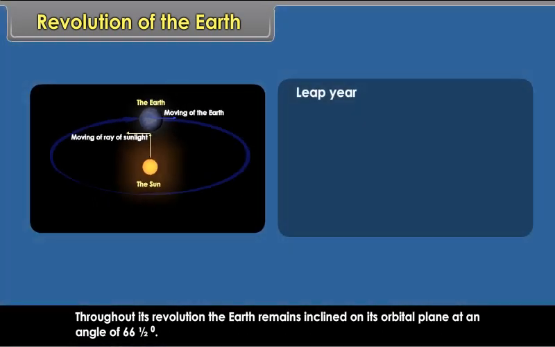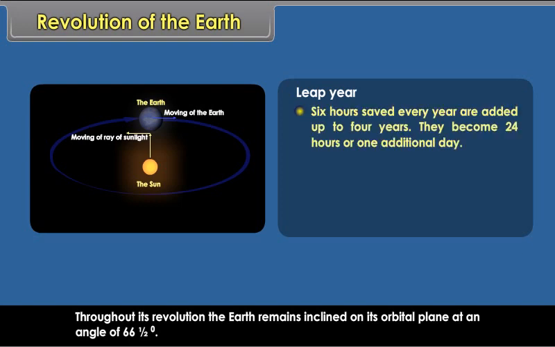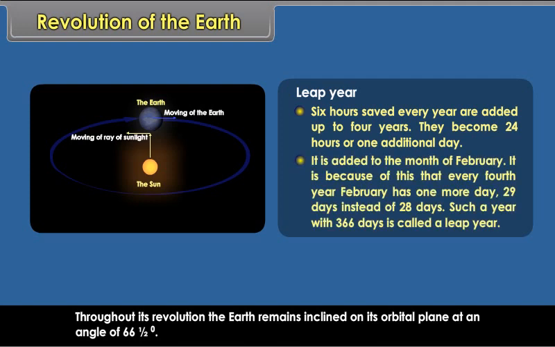Leap year. 6 hours saved every year are added up to 4 years. They become 24 hours or 1 additional day. It is added to the month of February. It is because of this that every 4th year, February has 1 more day, 29 days instead of 28 days. Such a year with 366 days is called a leap year.